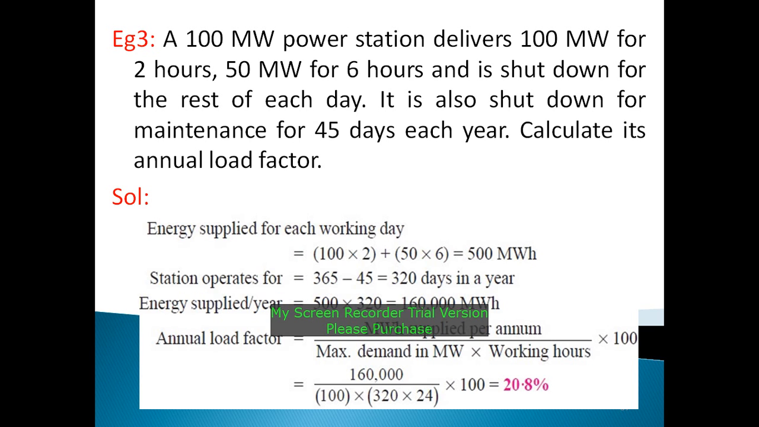So I already told you that whenever you are applying the load factor and substituting the values, the numerator and denominator should be represented in the same unit. So the average load is taken in megawatt and the demand also is taken in megawatt. So no problem. The megawatt hour supplied per annum is 160,000 divided by 100 into number of hours, 320 into 24. So 320 days in a year and 24 hours into 100. So the annual load factor in percentage is 20.8.